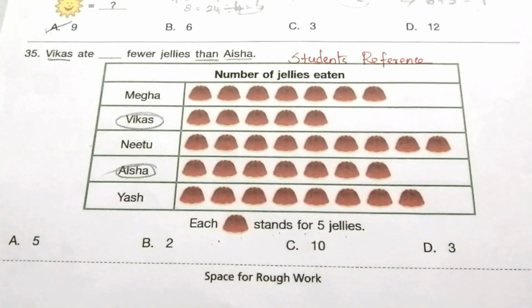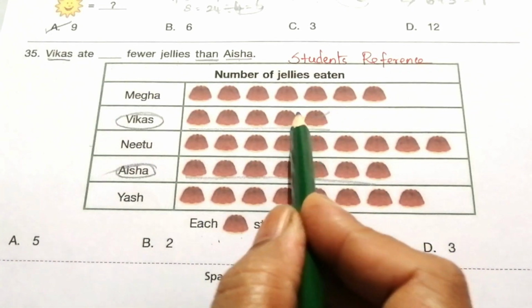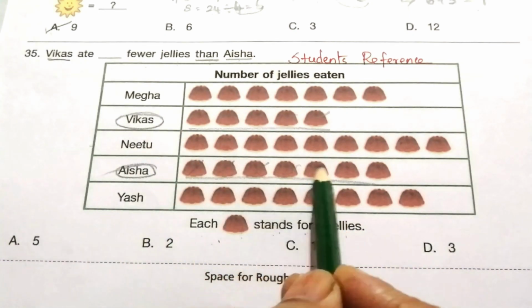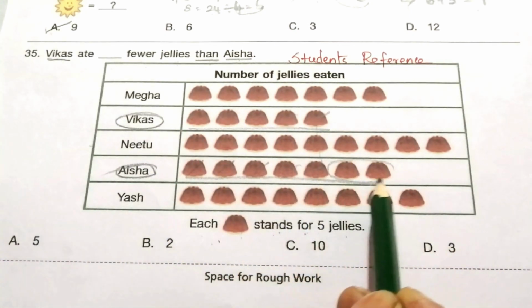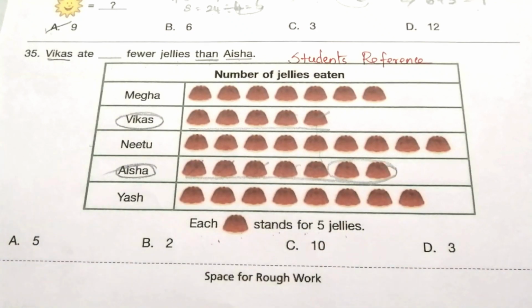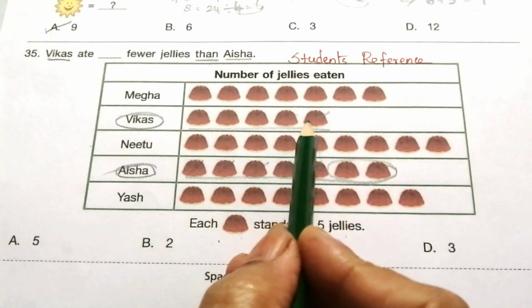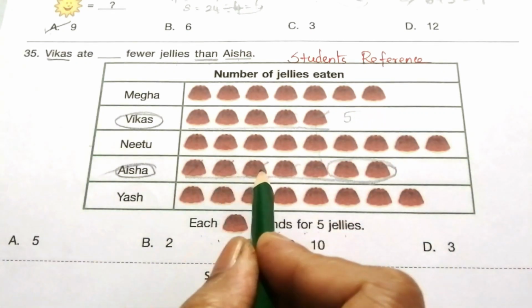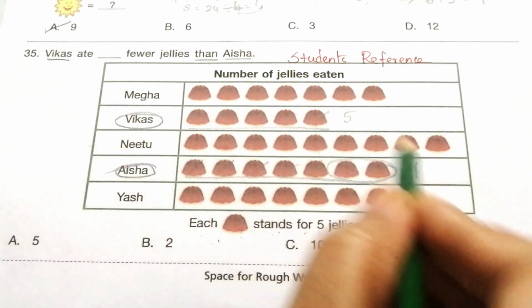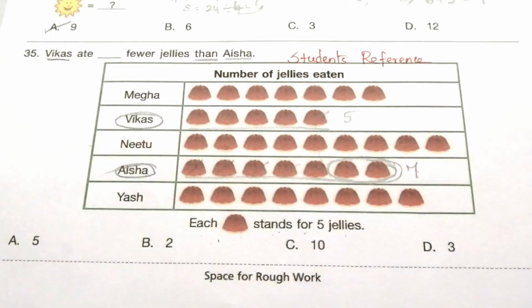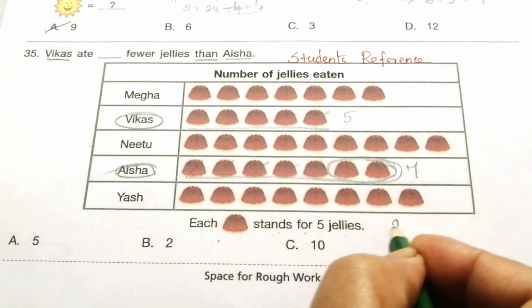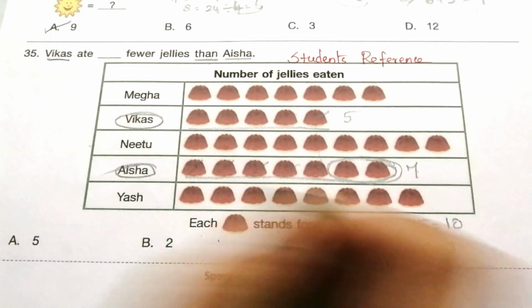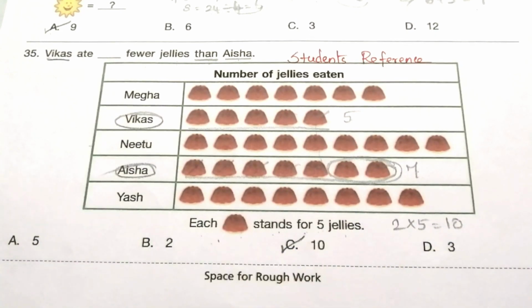So we have to do the subtraction operation. So this is Vikas and this is Aisha. So you remove these jellies from Aisha up to this. So the remaining are only 2. That means you subtract this number from this one. How many numbers are here? 1, 2, 3, 4, 5. And here 1, 2, 3, 4, 5, 6, 7. So 7 minus 5 is 2. So this 2. Okay. So now this symbol stands for 5. So 2 into 5 is 10. So the answer is C, 10.